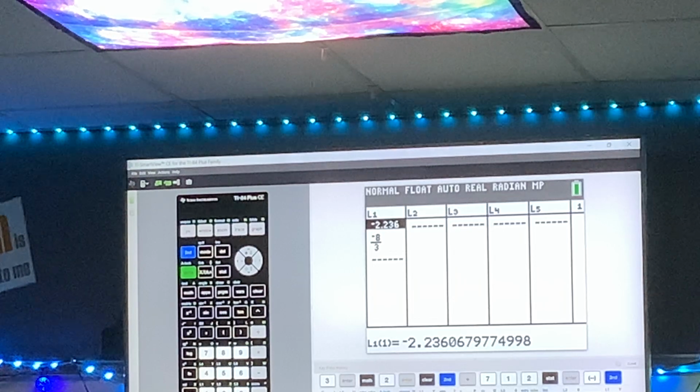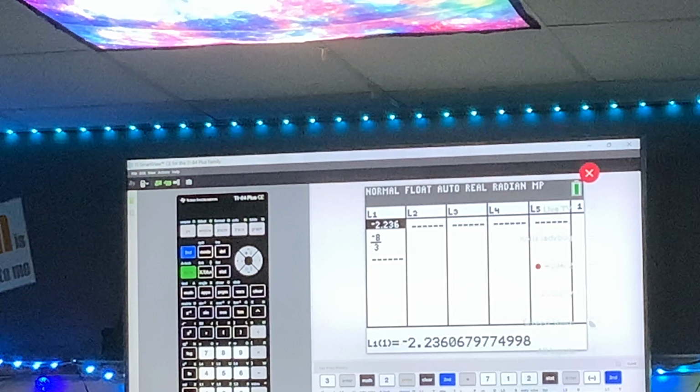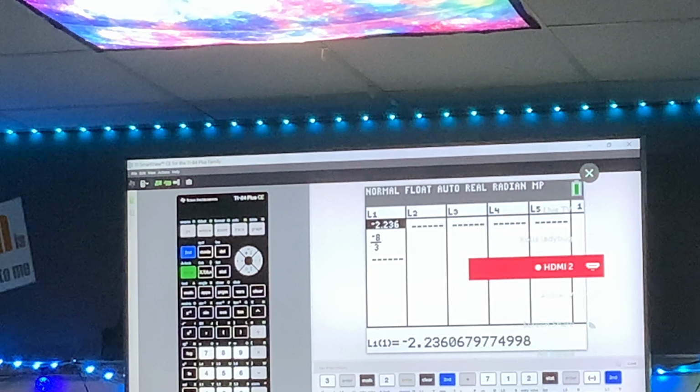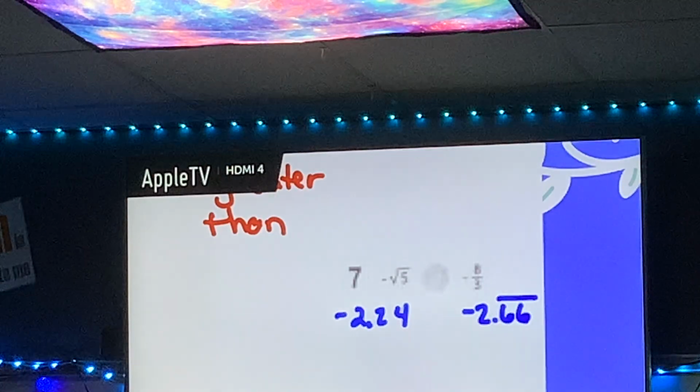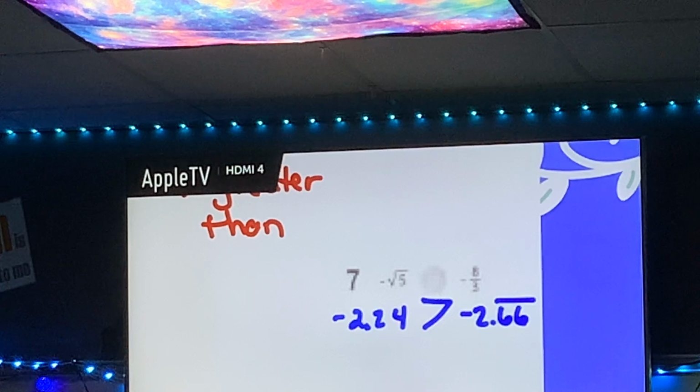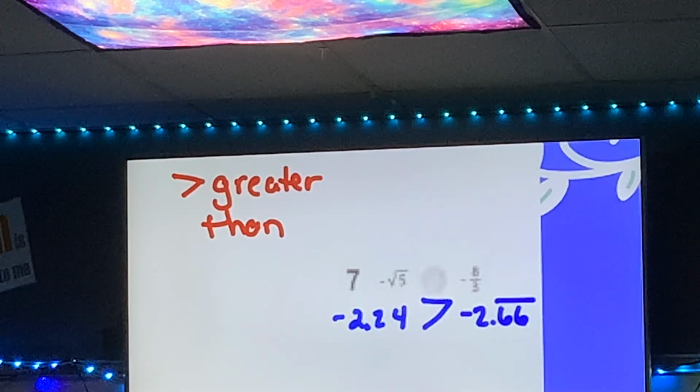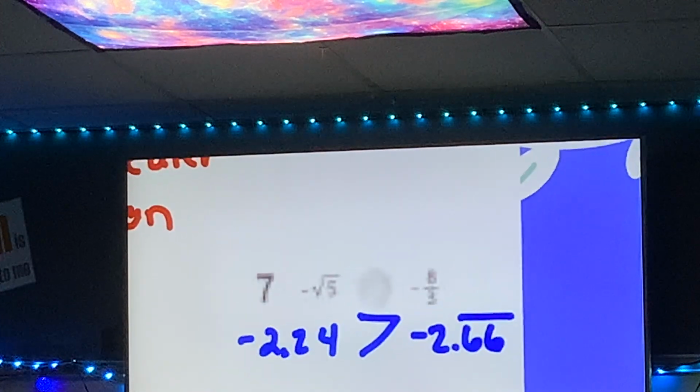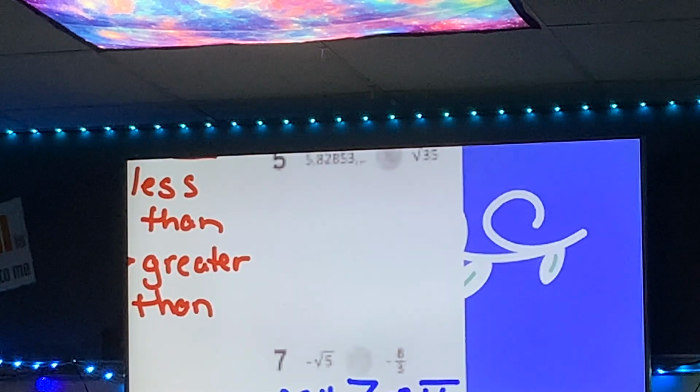Your largest number is on top. So yes, the square root of -5 is greater than -8/3. Because remember, when you think of negatives, we're not going to look at those 2's because they're the same numbers. The bigger the negative, the smaller it is. So, that is why it is like that.